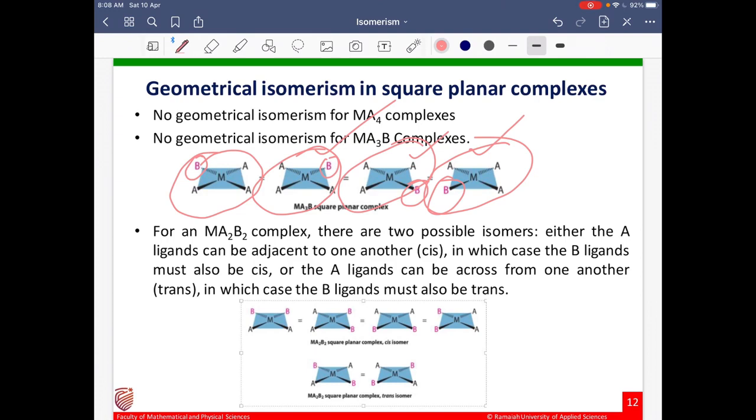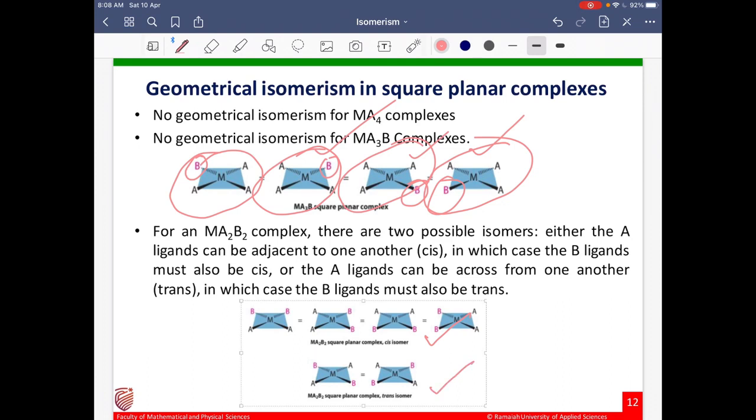For an Ma2B2 complex, so two types of ligands, and the numbers will be 2 each. For an Ma2B2 complex, there are two possible isomers. Either the A ligands can be adjacent to one another, that is cis, in which case the B ligands must also be cis, or the A ligands can be across from one another, in which case the B ligands must also be trans. So here we can see cis isomer and trans isomer.